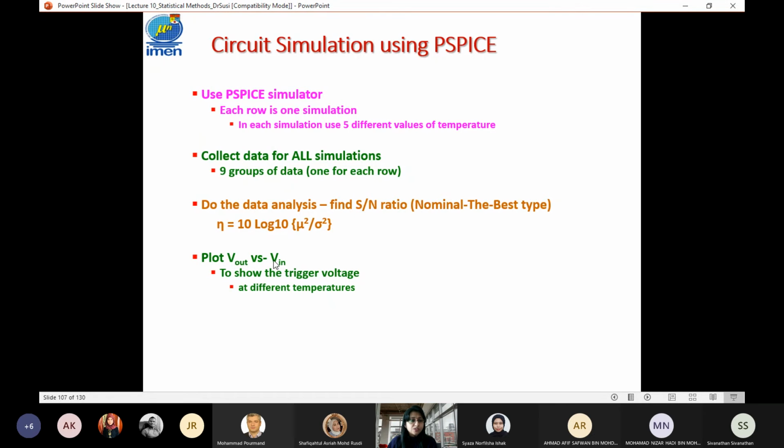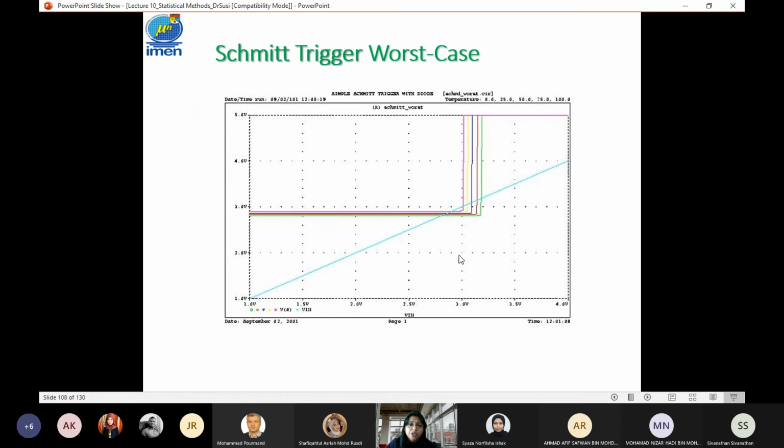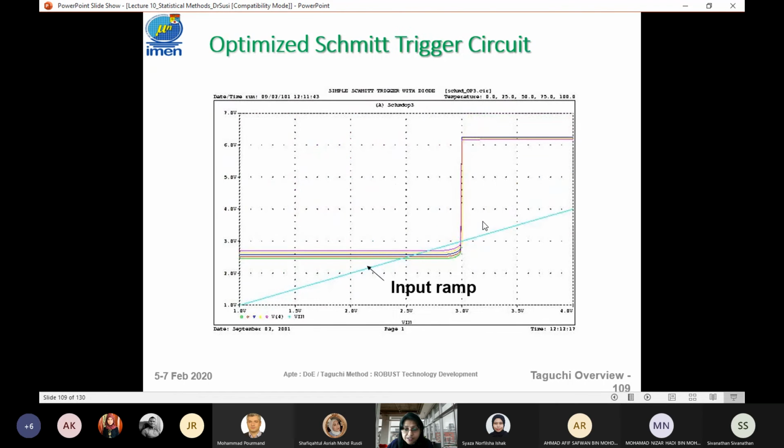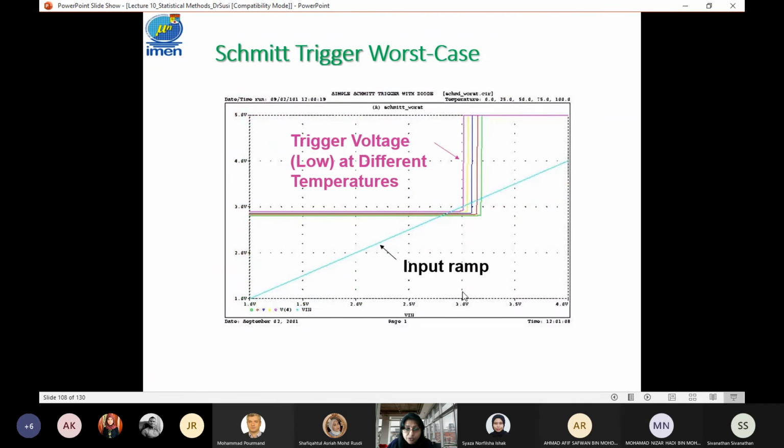So we plot V out versus V in to show the trigger voltage at different temperatures. Okay, so as you can see here, this is the worst case scenario. You can see that the trigger voltage changes with temperature. Okay, so this denotes the input ramp of the voltage. So this is the trigger voltage at different temperatures, right? So it differs. If you see just now, the trigger voltage differs from 3 volts, it goes higher and higher as the temperature increases. So it's not sensitive to temperature changes.